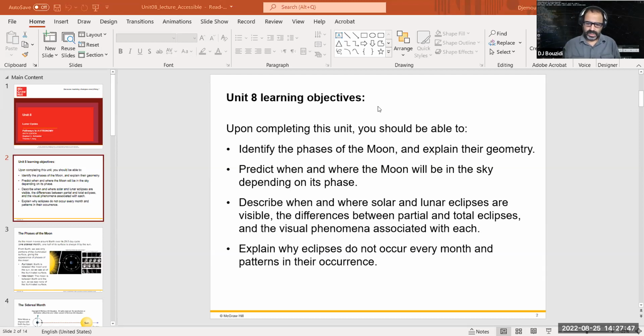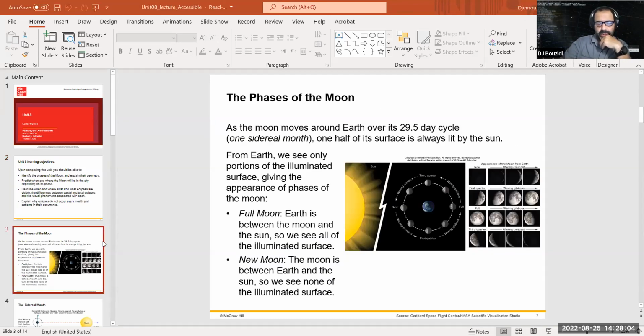Obviously, we're going to talk more about the eclipses to understand that there is a full eclipse, there is a partial eclipse, and there are these distinctions. So these are the topics of this unit. I think we went through a lot of them, but let's get into the details.